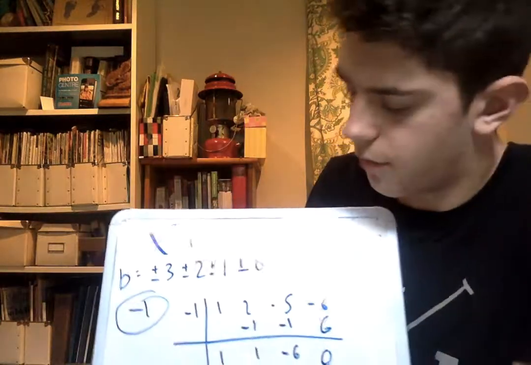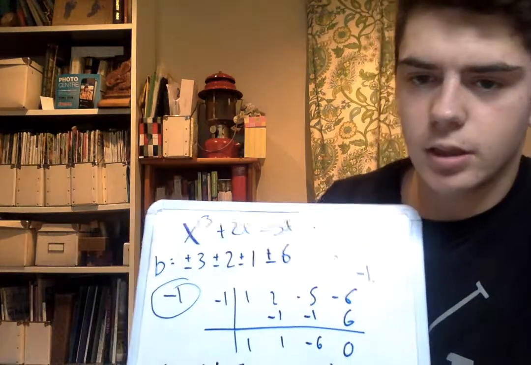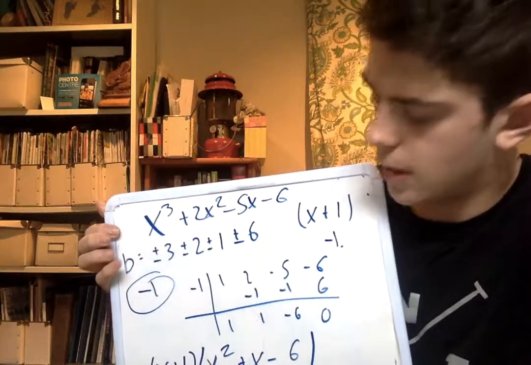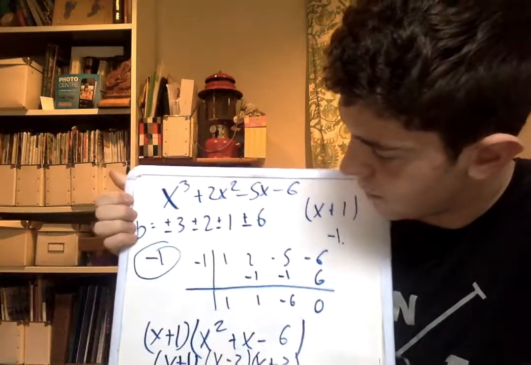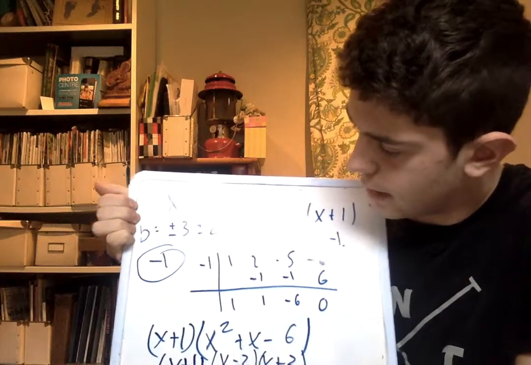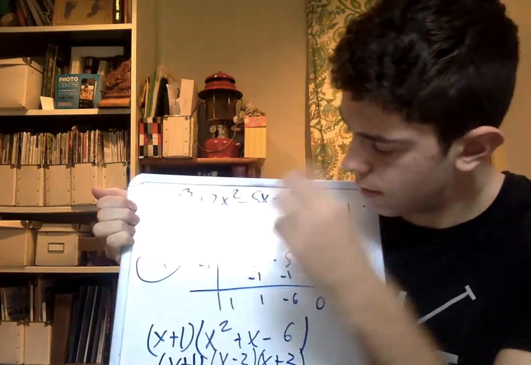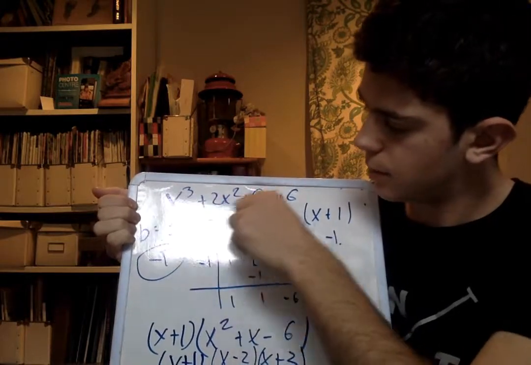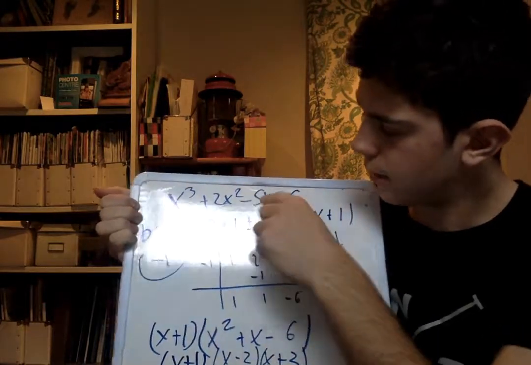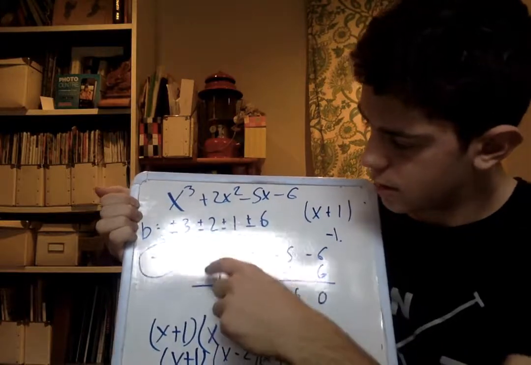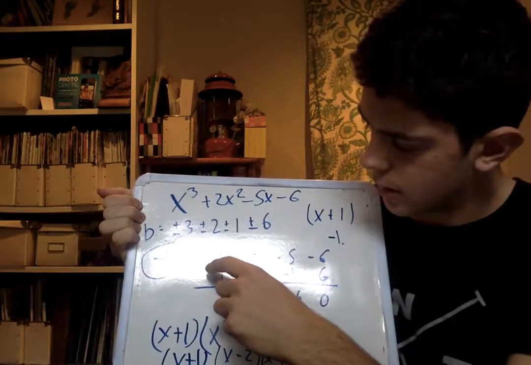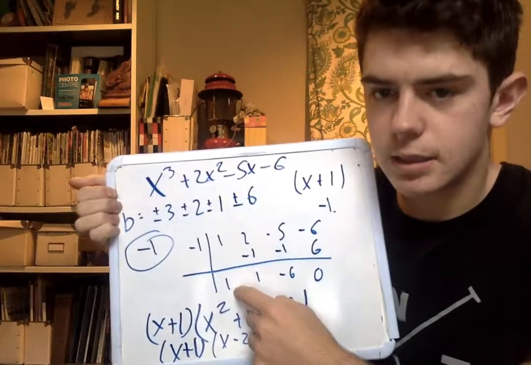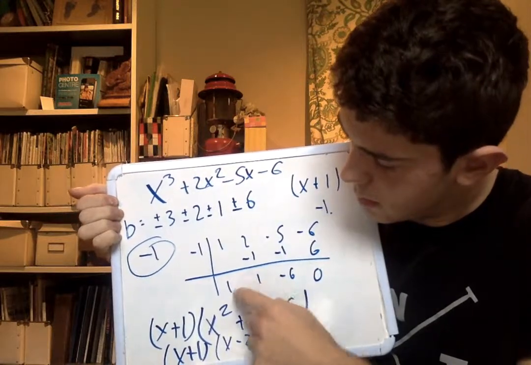Then to divide it, you can either do long division or synthetic division. In my case, I chose synthetic division. To synthetically divide, you take your factor, -1, and then you put out all your numbers for the polynomial, so 1, 2, -5, and -6. Drop the first number, then multiply it by this to make -1.